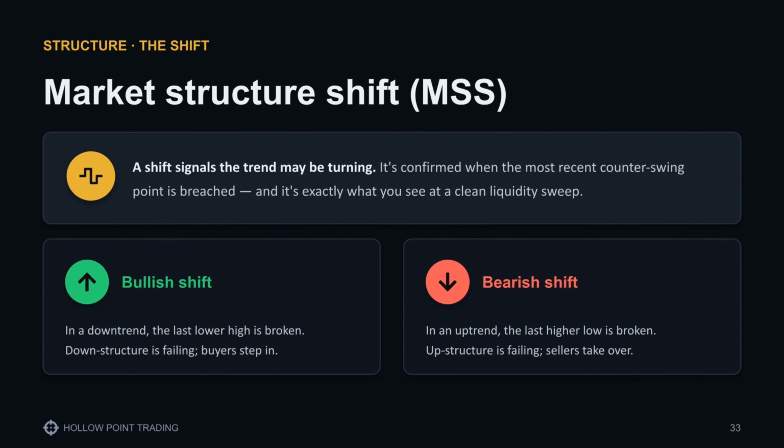A market structure shift is a key signal that a trend might be turning. It is confirmed when the most recent counter swing point is broken. This often occurs immediately following a clean liquidity sweep, signaling that the previous directional momentum is failing.